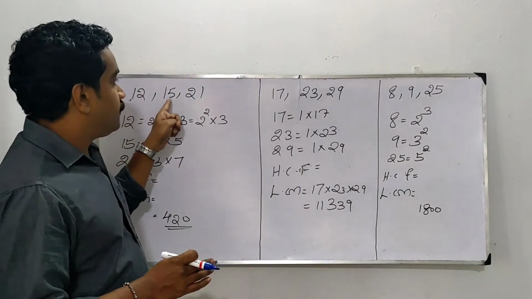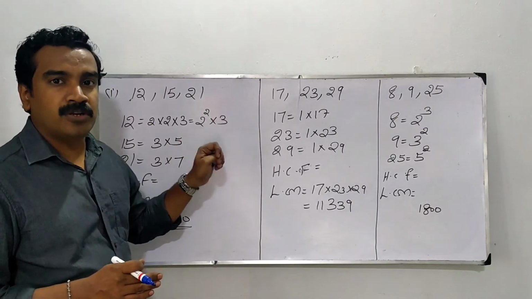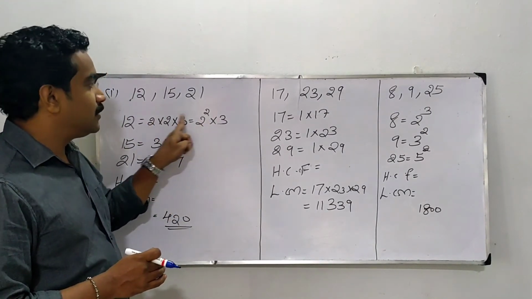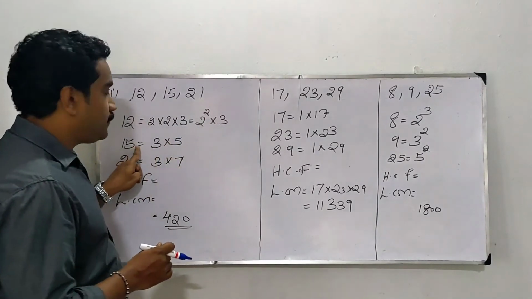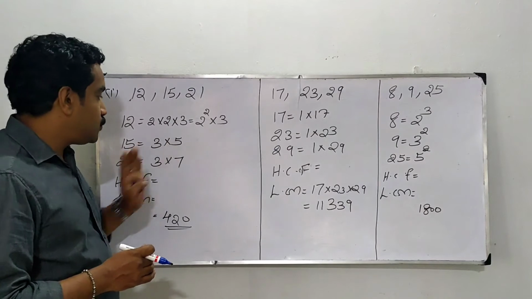So 12, 15, 21. Prime factors. What is 12 actually? 12 is 4 into 3. 4 you can write as 2 square, then 3. So 12 is equal to 2 square into 3. Then 15. What is 15? 3 into 5. Then 21. What is 21? 3 into 7.